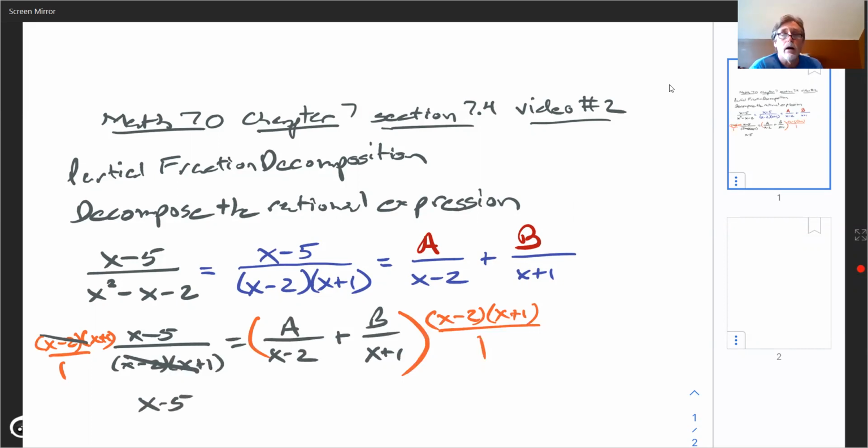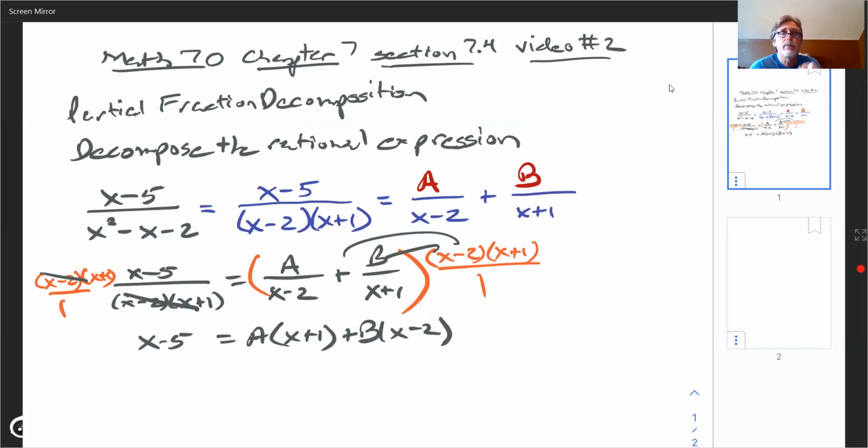This is algebra. All of what we're doing is algebra, right? And then when you distribute, when it hits the first fraction, you lose the x minus 2, but you're left with A times x plus 1. And likewise, you're going to lose the x plus 1 and have B times x minus 2. And here we are.